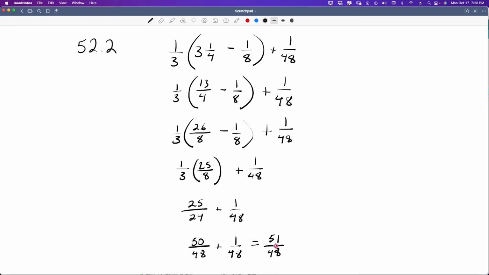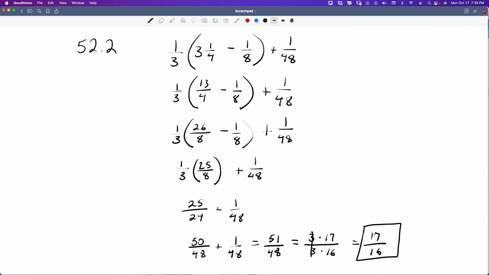And I believe this is divisible by 3. So let's factor it out and see where we go from here. 3 times 17 is 51, and 17 is a prime number, so there are no more factors. And then 3 times 16 is 48. So I can eliminate the 3, and my answer is going to be 17 over 16. That would be my final response. Notice it's an improper fraction, but we leave it that way because that is perfectly fine in algebra.